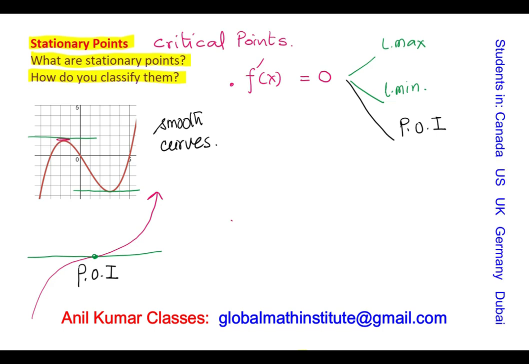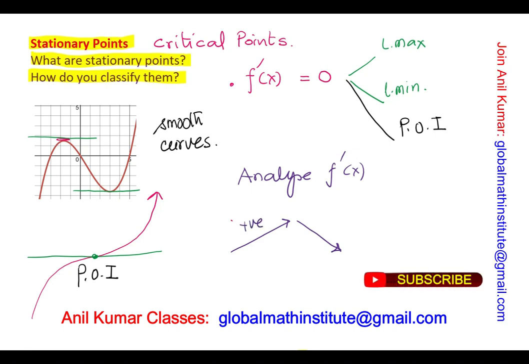To do that, we analyze the first derivative. So if the first derivative changes from positive to negative, of course this is 0, then what we get is a local maximum. However, if it changes from negative to positive, what we get is a local minimum. Is that clear to you?